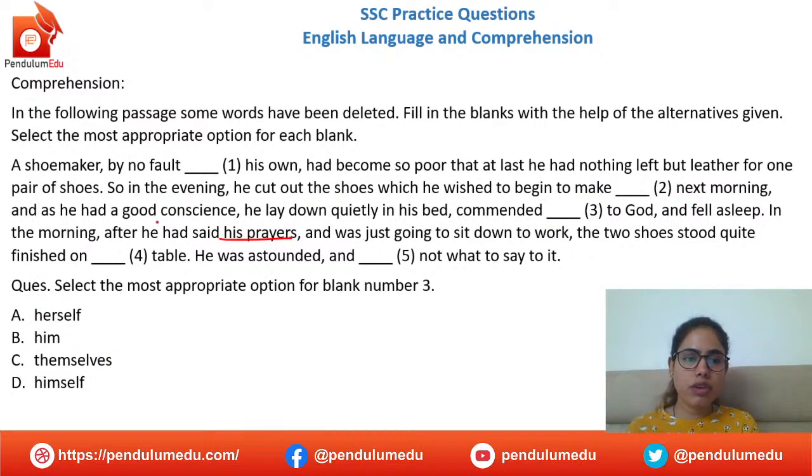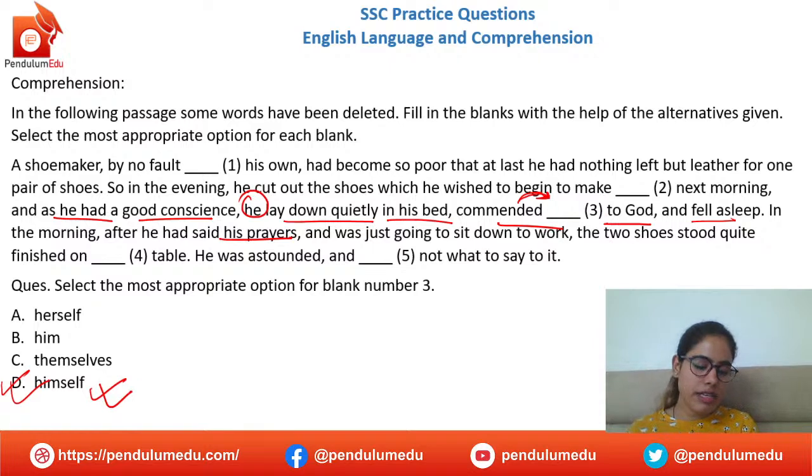After he said his prayer, and he had a good conscience, he lay down quietly in his bed, commended blank to God, and fell asleep. Commended herself, him, themselves, himself to God, and fell asleep. Tell me. Quickly, commended blank to God. Yes, Ashish, that's right, himself. Because for he only himself can come. Commended himself to God and fell asleep. Okay, absolutely. Tarun, Devesh, that's right, Ashish. Very well said. That's absolutely correct, himself.